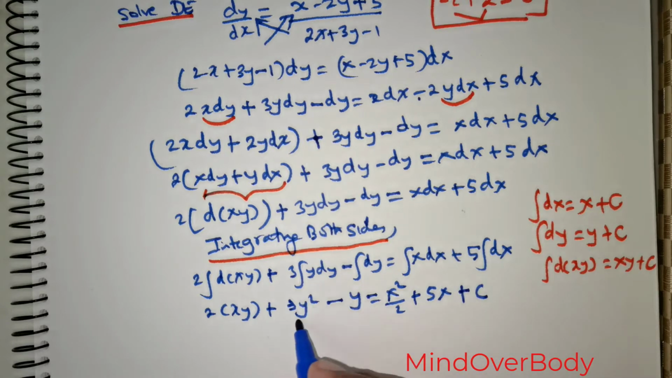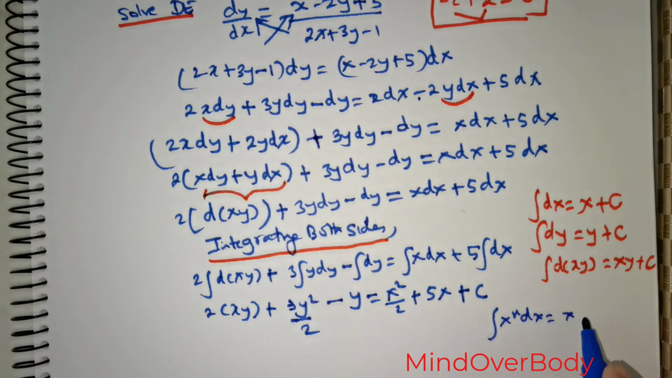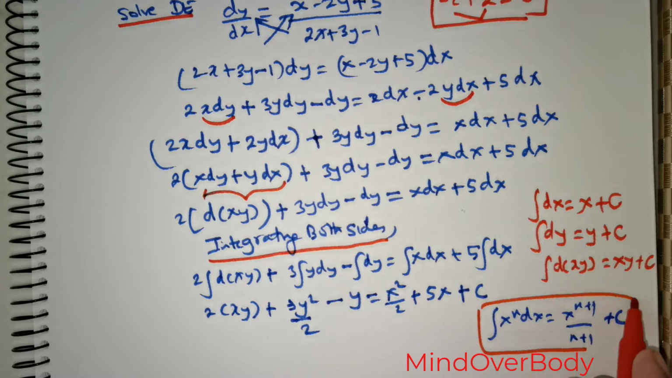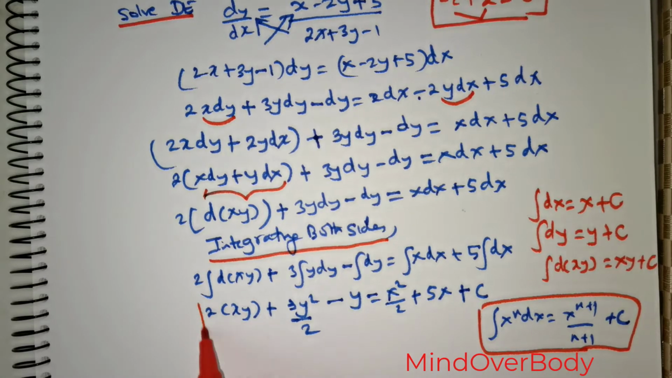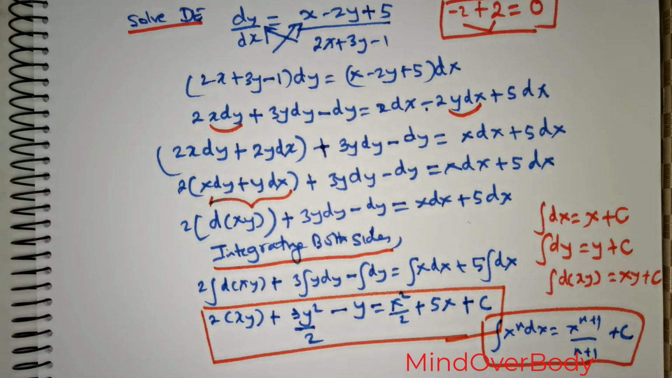Now, this is going to be y squared over 2. So that is critical. We need to make sure that we divide, because the integral of x to the power n dx is x to the power of n + 1 divided by n + 1, plus c. So this would be the final solution to the question. So this completes our solution, students. We'll move on to the next question.